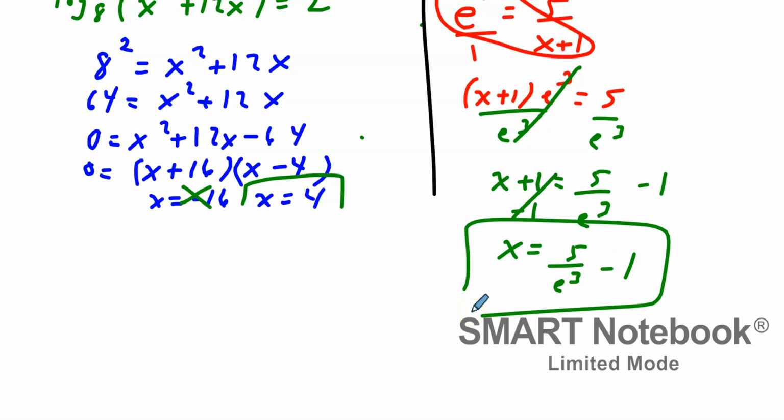If you plug this into your calculator, again, please be careful to put this in parentheses. 5 divided by parenthesis e to the third, enter, minus 1. The answer that I got was x equals negative 0.751 to the nearest thousandth.